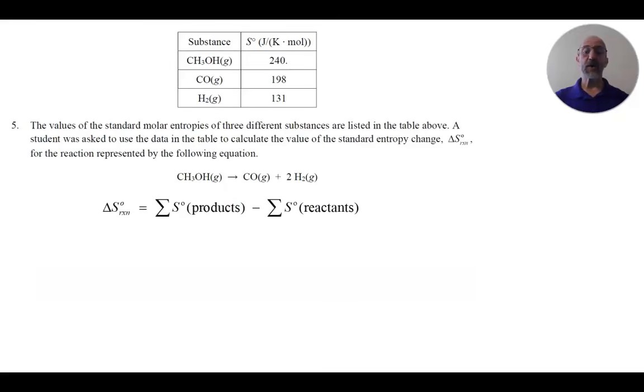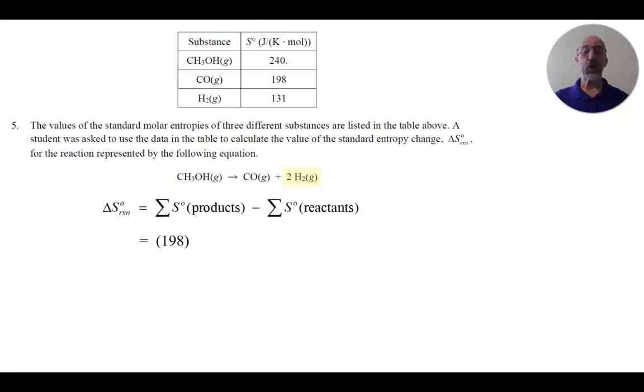So there's our equation for calculating the delta S if we are given a table with absolute molar entropy values. So the product, I'm going to focus on carbon monoxide first. That's 198, and the units are joules per Kelvin mole. Here comes the student's mistake.